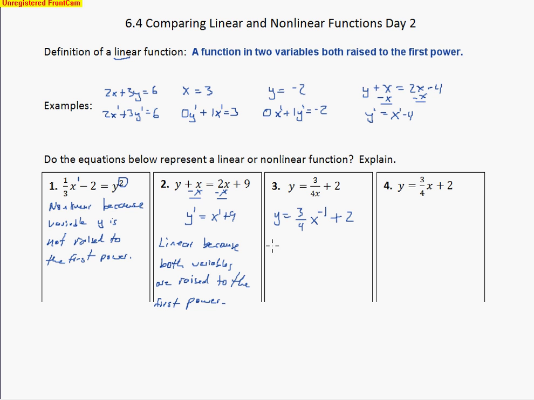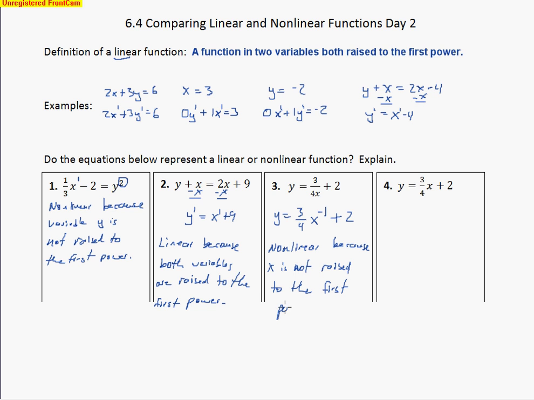So we would say this is nonlinear, nonlinear because x is not raised to the first power.